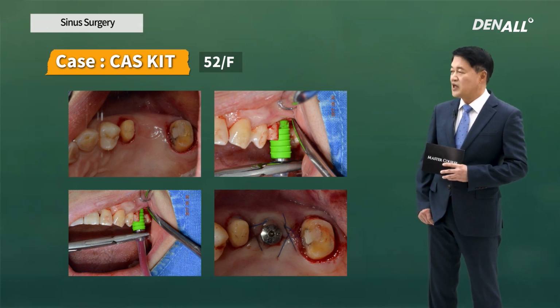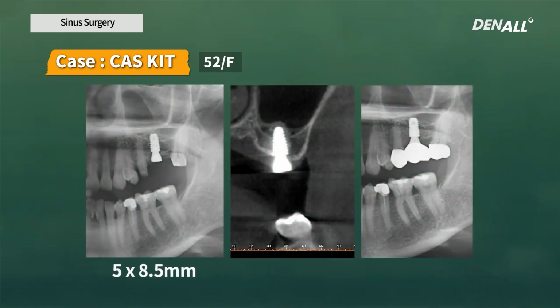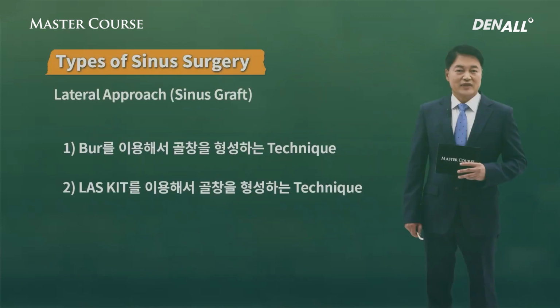Bone graft was done, and then the implant was placed. If you look at the X-ray, a 5 by 8.5 millimeter implant was placed. The lift was not sufficient, however, but it's still okay, and a bone graft was done and the implant was placed, and the prosthesis was delivered without any issue.